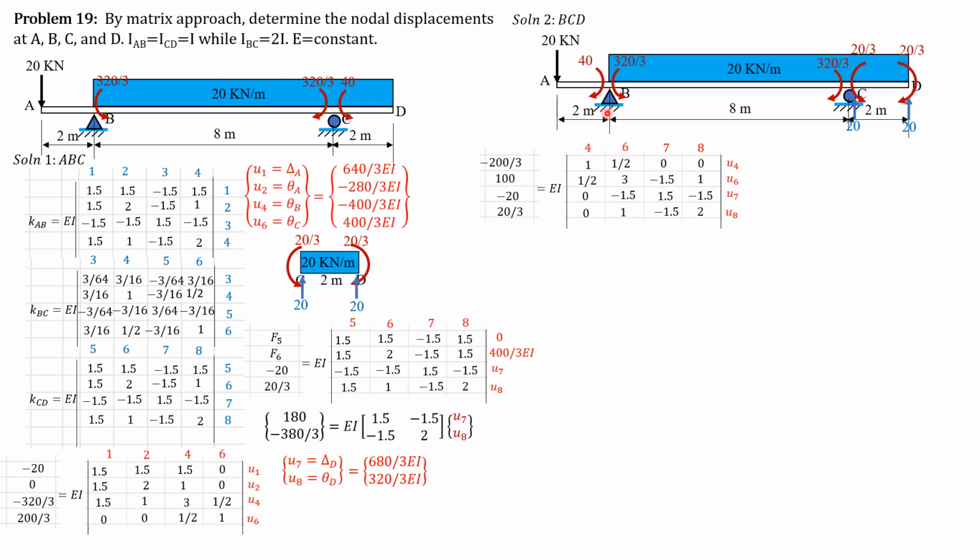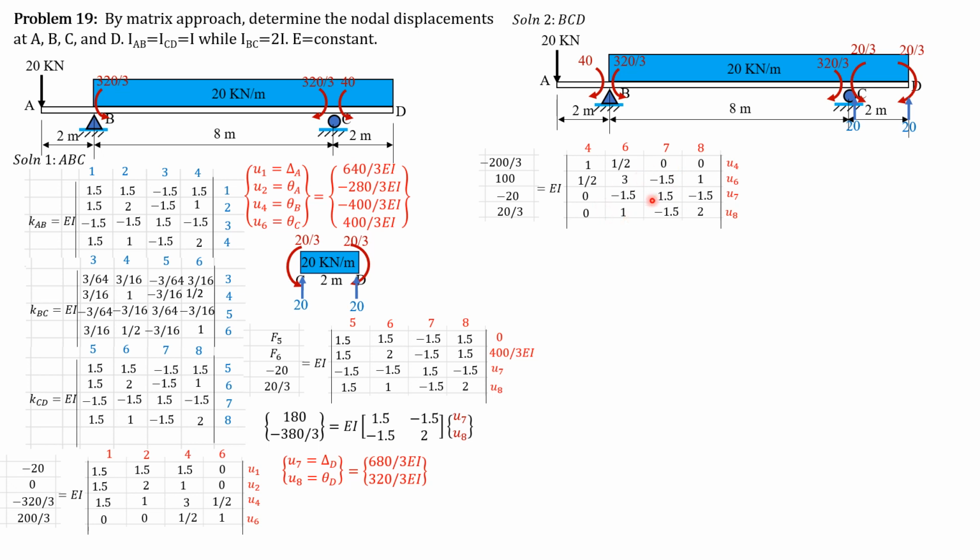Then we have numbering 4, 6, 7, 8. So this corresponds to theta B, theta C, delta D, and theta D. Then 4, 4. So take note, we consider BC and CD. So 4, 4, we have 1 here; 4, 6, 1 half; 4, 7, none, so 0; 4, 8, 0. So copy 1 half, 0, and 0. This is 6, 6: 1 and 2, so that's why we have 3. 6, 7 is negative 1.5; 6, 8 is 1. Then we copy negative 1.5 and 1. 7, 7, we have 1.5; 7, 8, negative 1.5; copy negative 1.5; 8, 8 is 2.